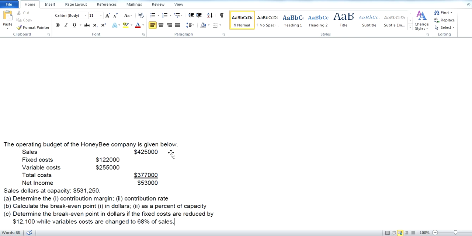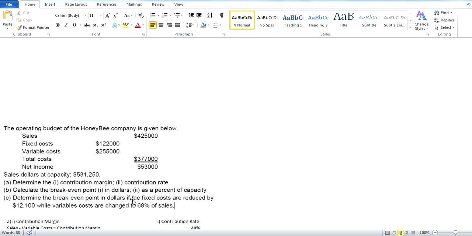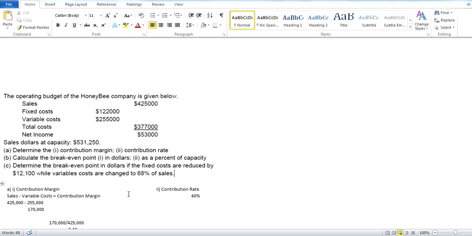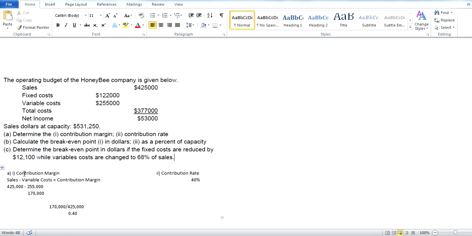Okay. So here's our sales, our fixed costs, our variable cost, total cost, and the sales dollars at capacity amount. The first part is to determine the contribution margin and the contribution rate. So how do we do that? Remember, contribution margin is equal to our sales minus our variable costs. Very straightforward: 425,000 minus 255,000.